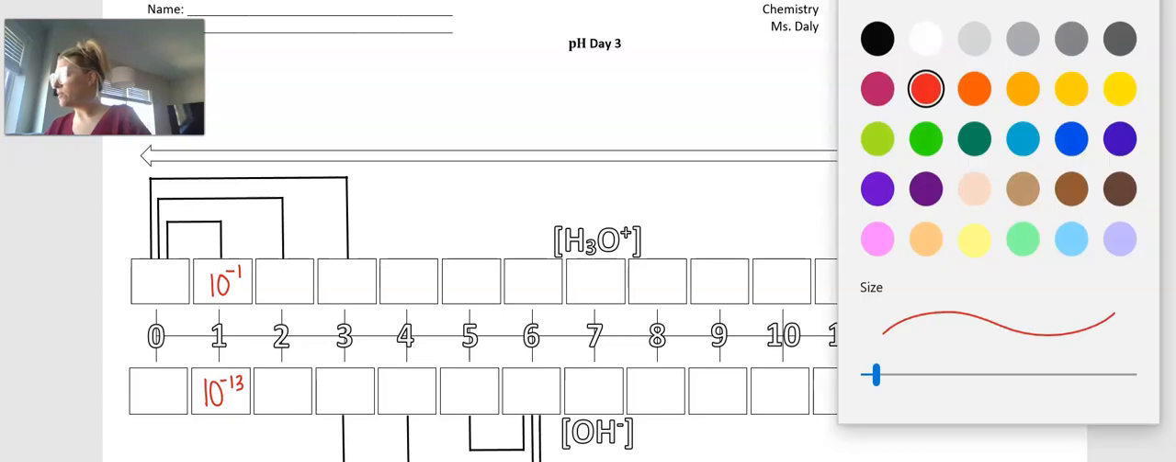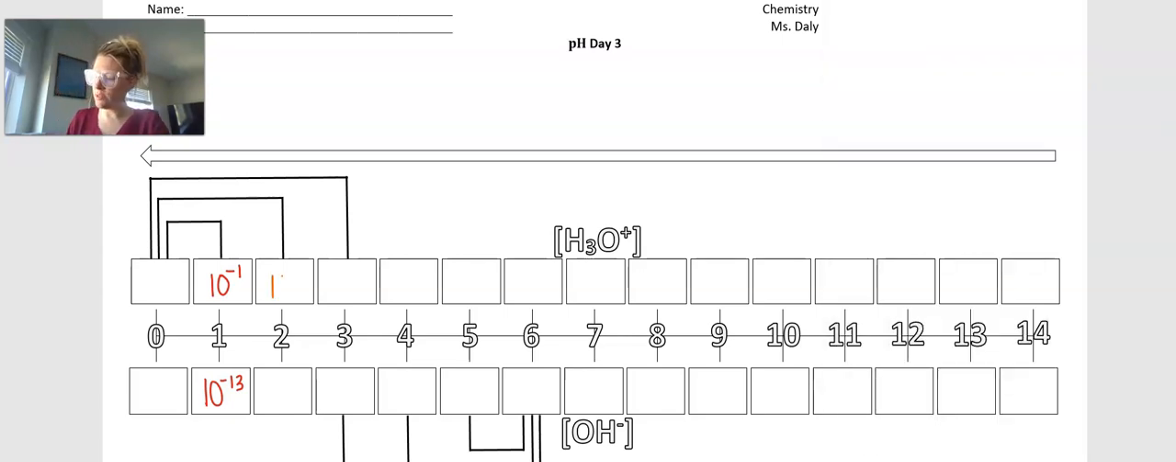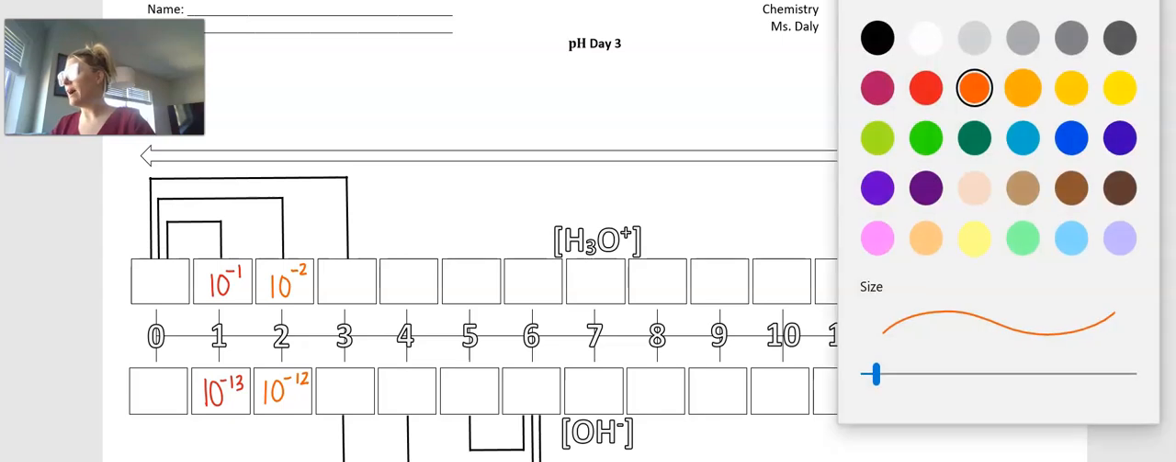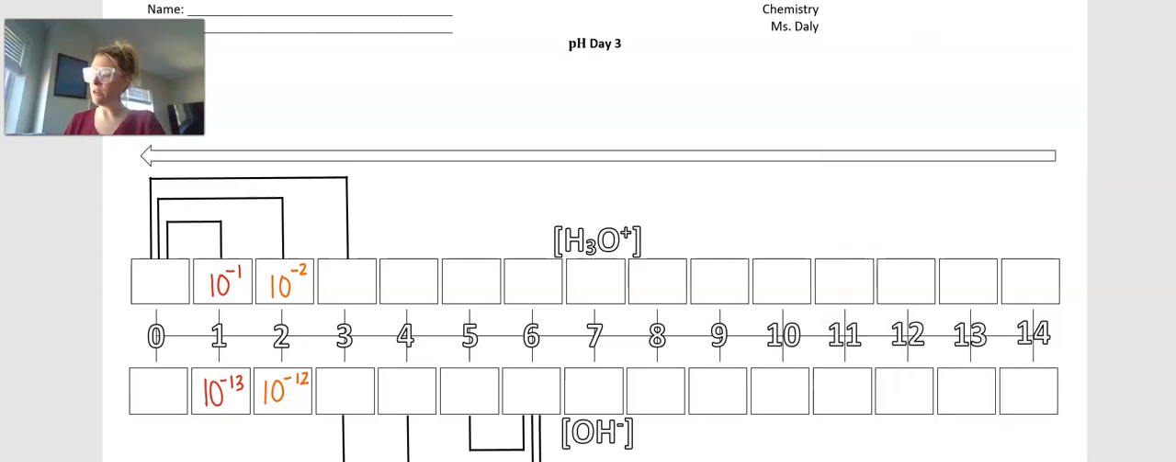Okay, let's go ahead and do our next one. pH of 2: 10 to the negative 2 for hydronium, hydroxide would be 10 to the negative 12. Okay, for our pH of 3, hydronium concentration 10 to the negative 3, hydroxide concentration 10 to the negative 11.